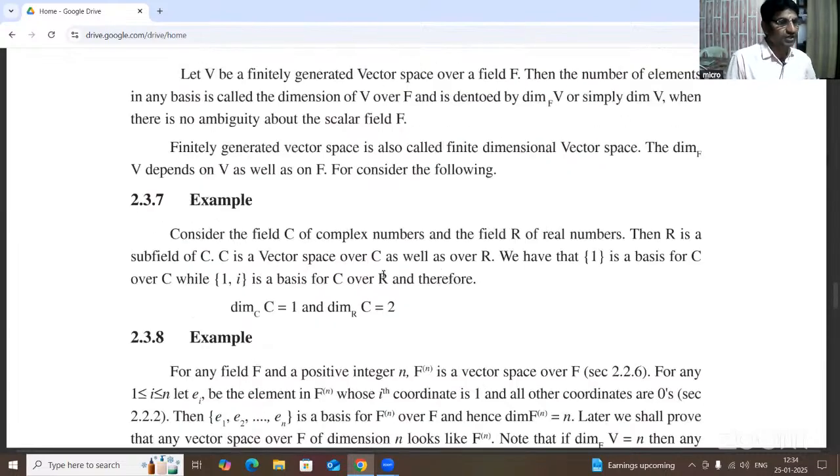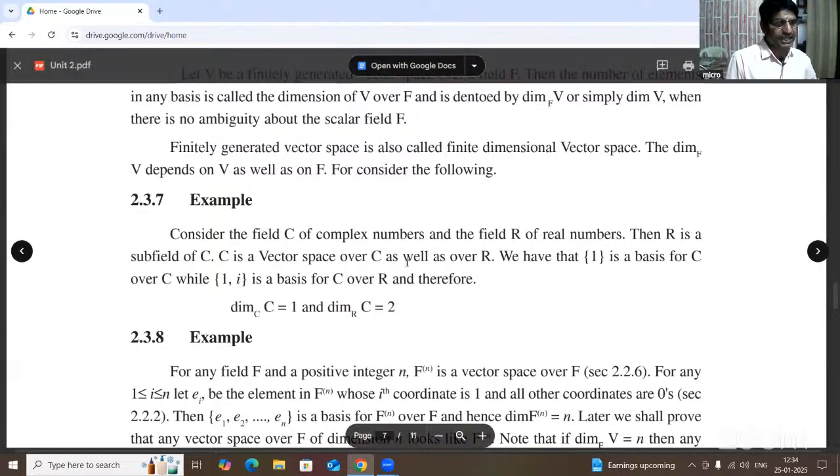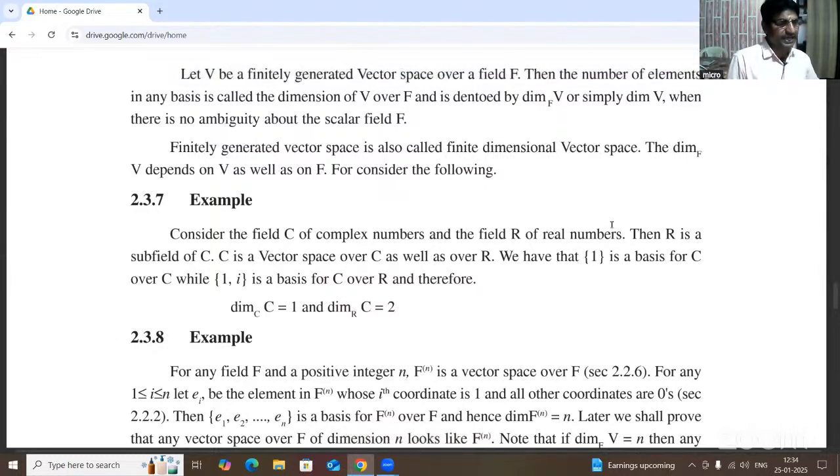Okay. Now, students, listen carefully. This is one of the important examples here. What is the dimension of the complex numbers as a vector space? If C is a vector space over C, then the field elements are also complex numbers. The dimension of the complex numbers over C is always 1. And the dimension of C over the real numbers is 2, because there are 2 dimensions over the real numbers here. So let C be the complex numbers and R be the real numbers. R is also a subfield of C, and C is a vector space over C.